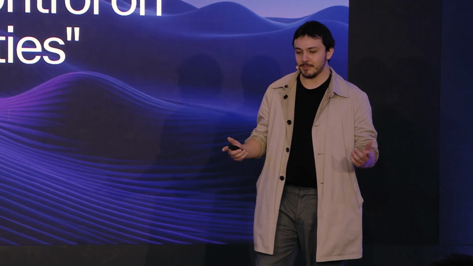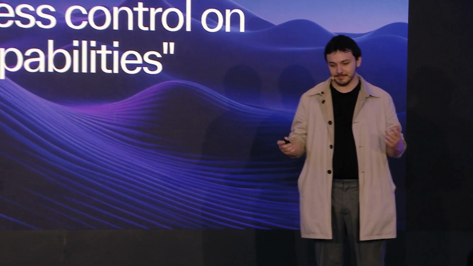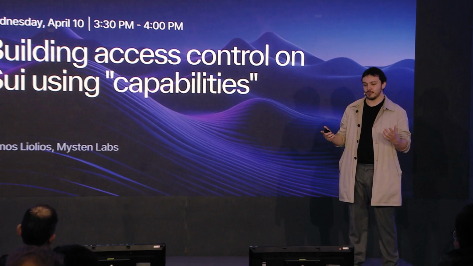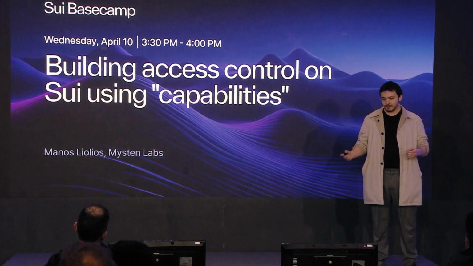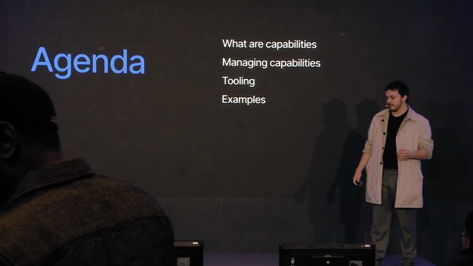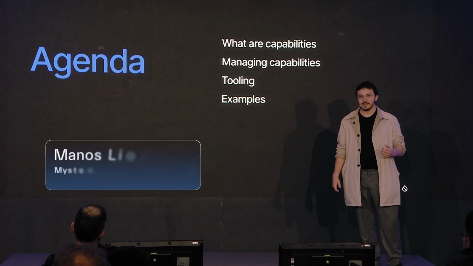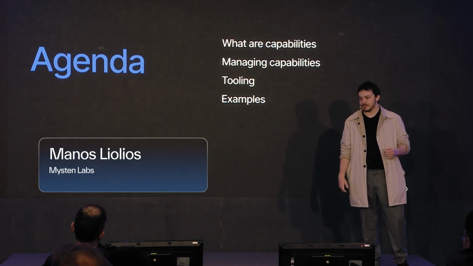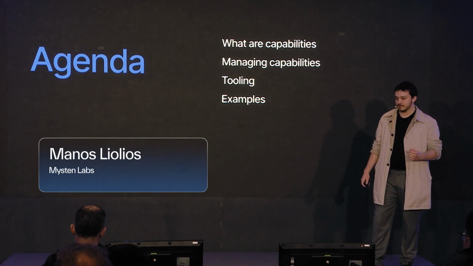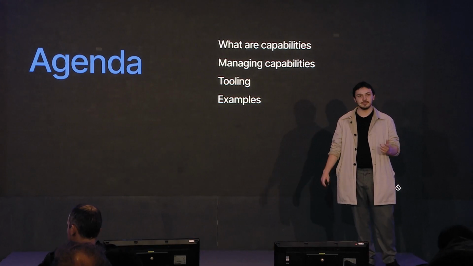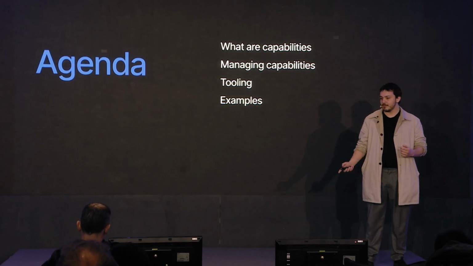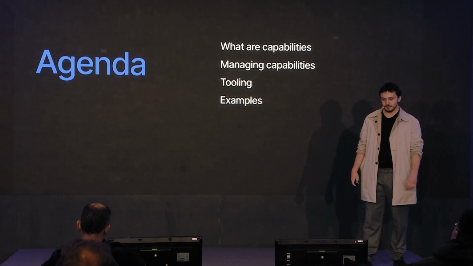Awesome. So this presentation is going to be all about capabilities, which is essentially building access control on chain. Now, let's go over the agenda. We're going to talk about what capabilities are. We're going to see how we manage capabilities. We'll see some tooling we use day to day, and also some examples of capabilities.